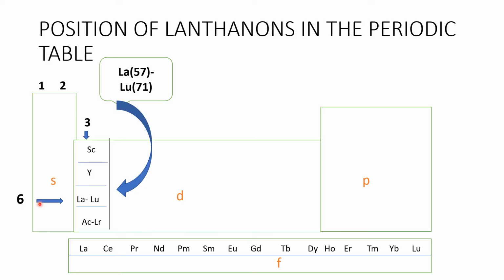We will start by briefly having a look at the position of the lanthanons in the periodic table. They are elements of group 3 and the 6th period, and except for lanthanum, the remaining elements are placed separately in the f block and they form what is known as the 4f series.